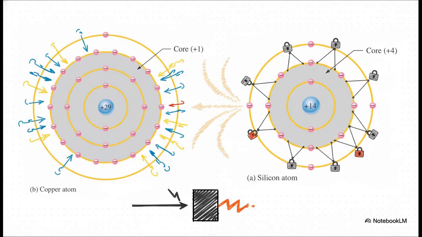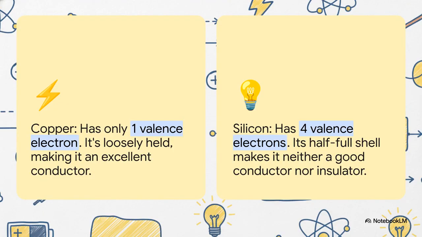Okay, so here they are, the atomic models for copper and silicon. Don't worry about all the inner shells for now. Just look at that very last ring, that outermost orbit. That's the valence shell. And the number of little dots you see there, that's the whole story. So let's break this down. Take a look at copper. See that? Just one single electron out there in its valence shell.